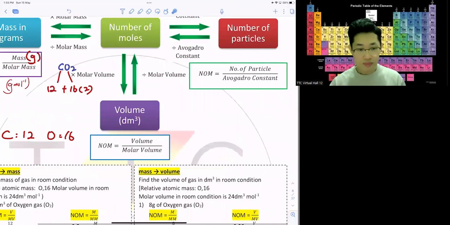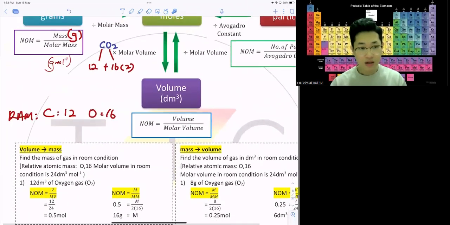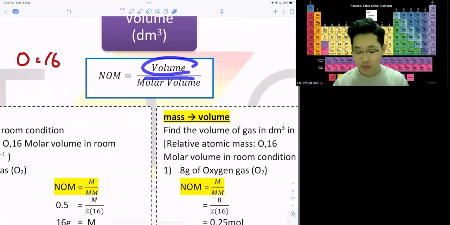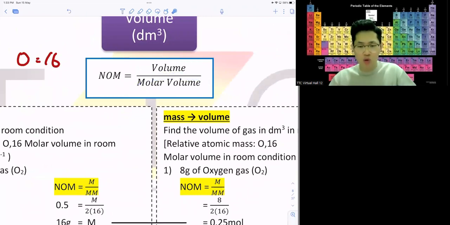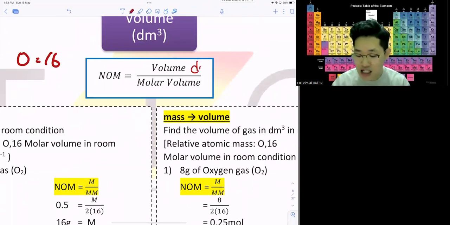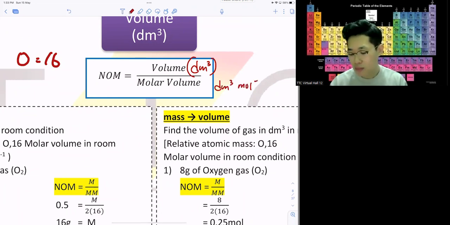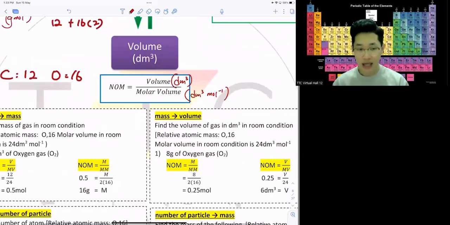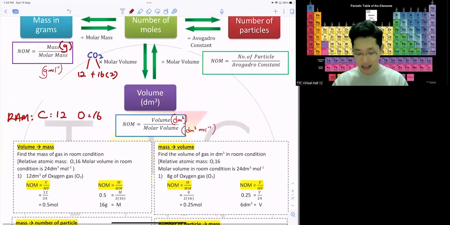For volume, it is volume divided by molar volume. So it's not too hard. Mass, you divide it by molar mass. Volume, you divide it by molar volume. Volume has a unit of dm cubed. Molar volume is dm cubed per mole. Okay, just like that.